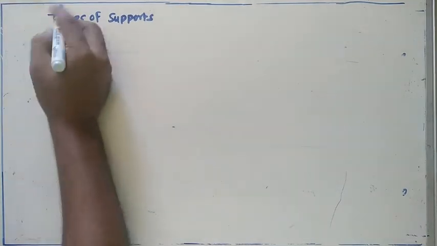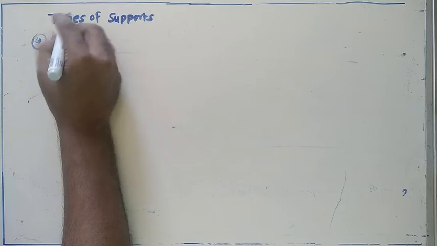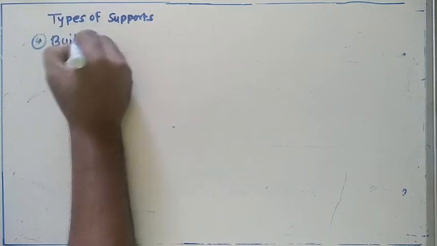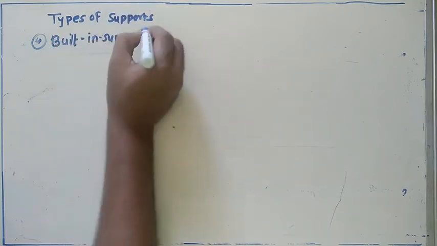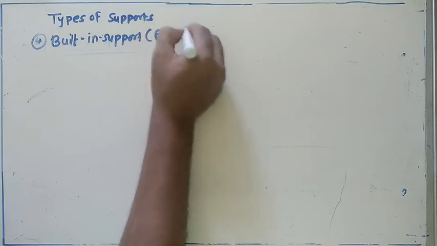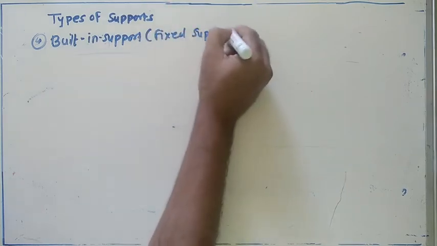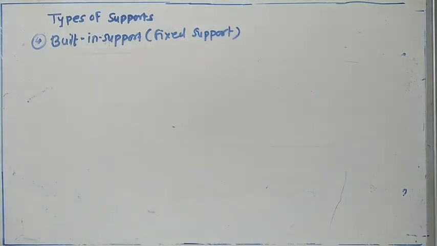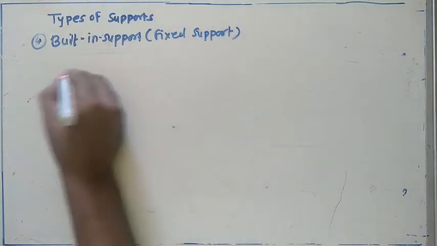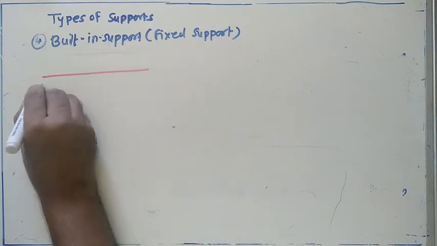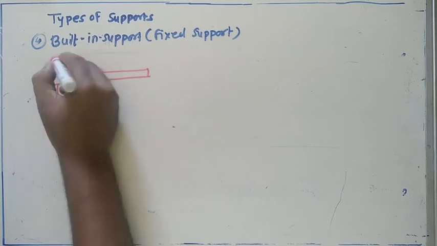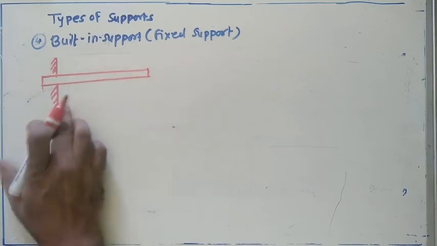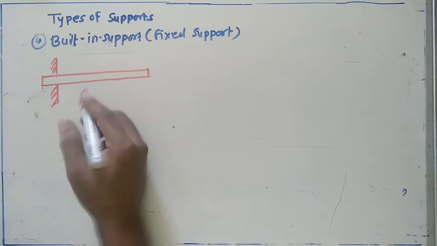The next type is nothing but built-in support or fixed support. For that, let's consider the diagram for it. So this is nothing but the fixed support.